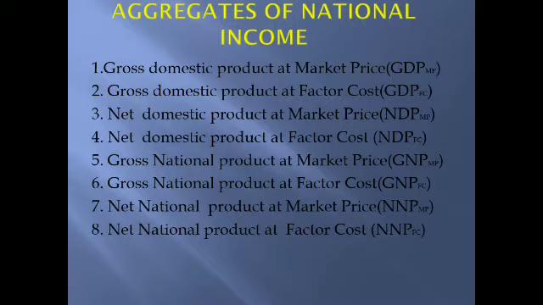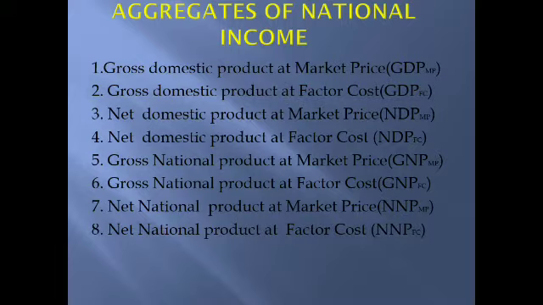So here in the slide, I have shown you 8 aggregates of national income. The first one is gross domestic product at market price, that we will write as GDP MP. The second aggregate is gross domestic product at factor cost, that is GDP FC. The third aggregate is net domestic product at market price, that is written as NDP MP. The fourth aggregate is net domestic product at factor cost, that is NDP FC.